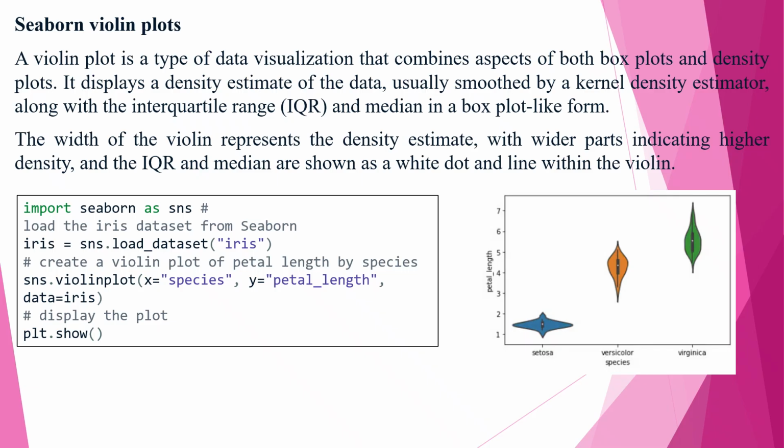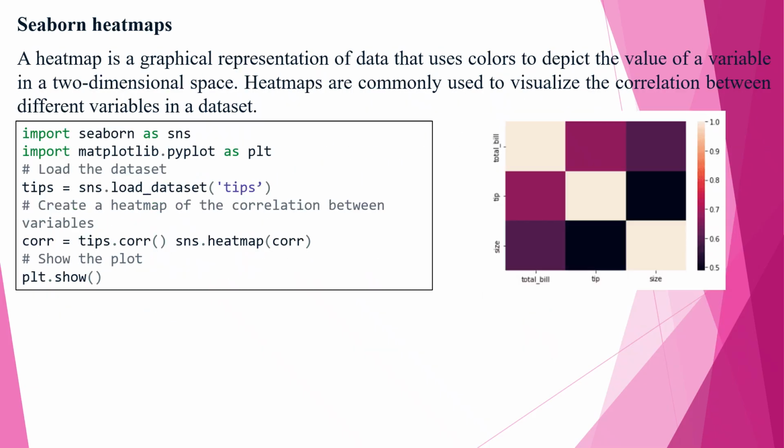Wider sections indicate high concentration of the data, while narrower sections show fewer data points. Inside the violin, a line represents the median and a box-like structure shows the spread of the data. This makes violin plots very useful for understanding both the distribution and summary of the data in a single window.